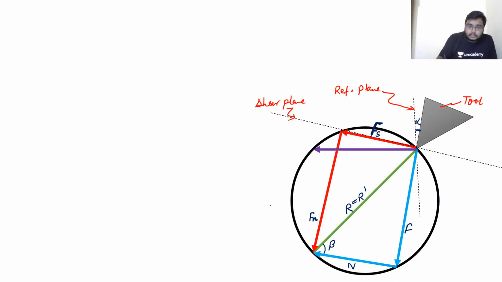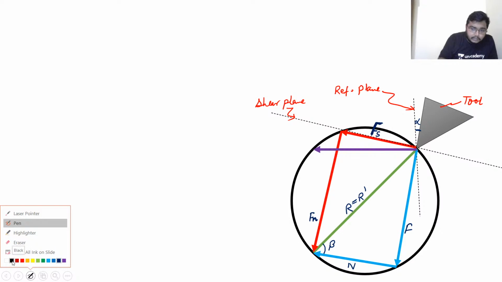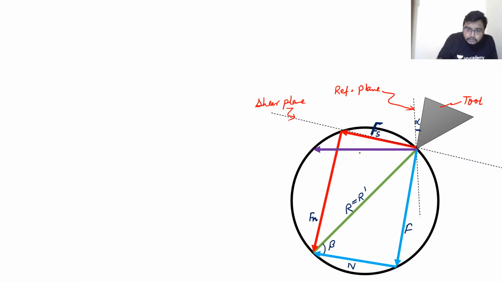Next, this is your cutting force, Fc. Clear? Next is your Ft, thrust force. Clear? So this is how the things look like in one circle.